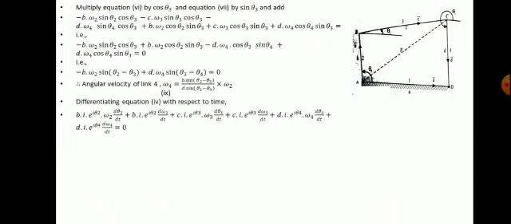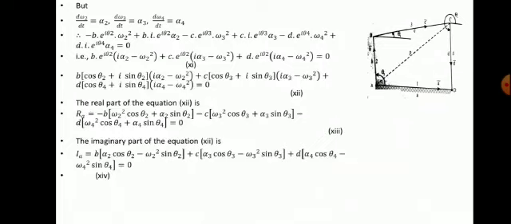This step is very important. Angular velocity of link 3 you got it, angular velocity of link 4 also you got it, from equation number 4. Now d omega 2 by dt can be taken as alpha 2, d omega 3 by dt is equal to alpha 3, and d omega 4 by dt is equal to alpha 4. Therefore, you just substitute in equation 10.